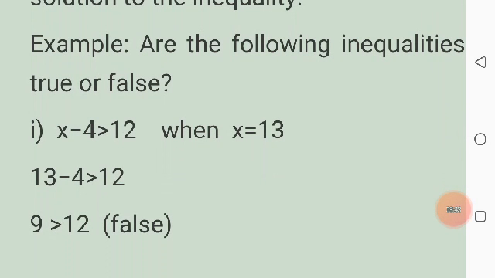13 minus 4 gives us 9. 9 is greater than 12. Is that true? No, that is false. 9 is not greater than 12; 9 is less than 12. So 9 is greater than 12 is false.